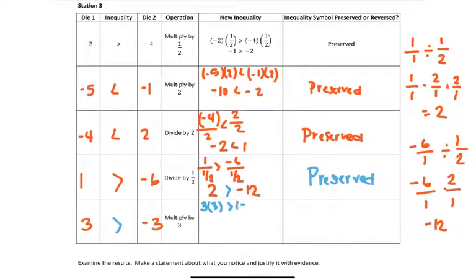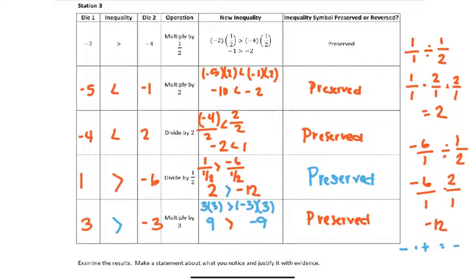On the other side of my inequality, I'm going to multiply -3 by 3. And you're remembering that a negative times a positive is a negative. So 3 times 3 is 9, and -3 times 3 is -9. Now I have to ask myself, is 9 still larger than -9? And indeed it is. So I can keep that inequality symbol the same, and I can say that it is preserved.